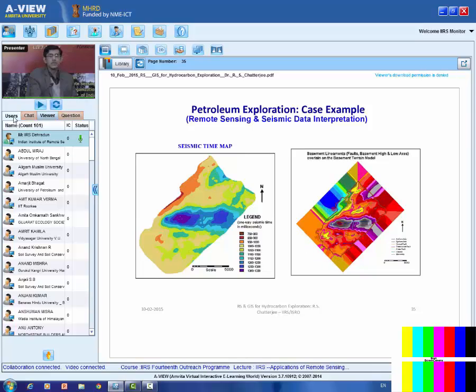We can interpret these basement structures, like folds and faults. There are some strike slip faults, and there are some cross faults. From this basement structure, we can interpret some of the possible areas of petroleum, these potential areas of oil and gas.